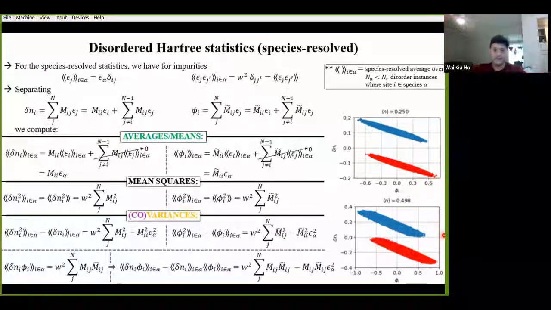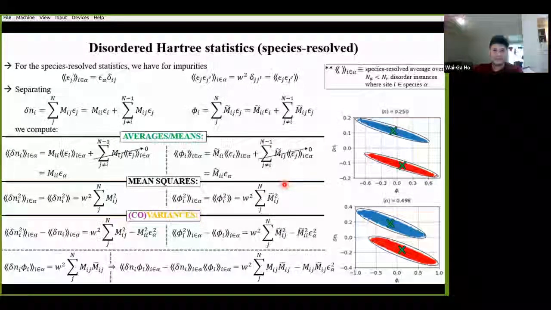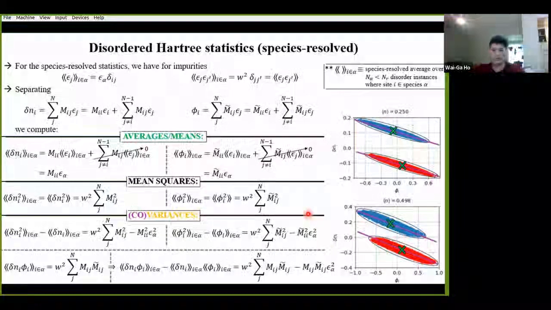Anyways, these are the basic statistical properties that we can discern at the species resolved level, where the mean and the variances give us the position and the spread of each of these groups of data points. Now for the covariance, we'll remember that statistically speaking, the covariance tells us about the correlationship between delta n and phi, basically how strongly they increase or decrease together or against one another. So as it turns out, this will be pretty useful in describing the line which best fits the species resolved statistics. And in the next slide, we'll actually talk about how that can be computed in our disordered Hartree framework.